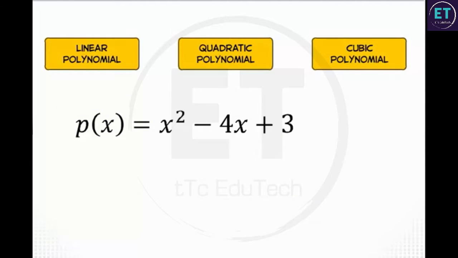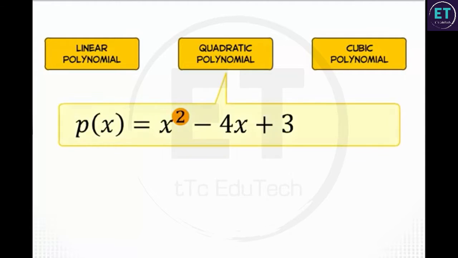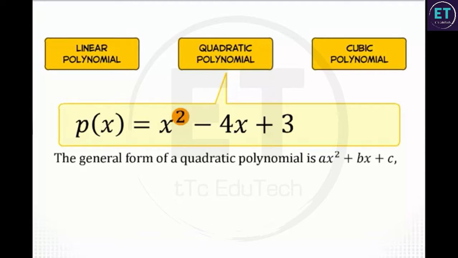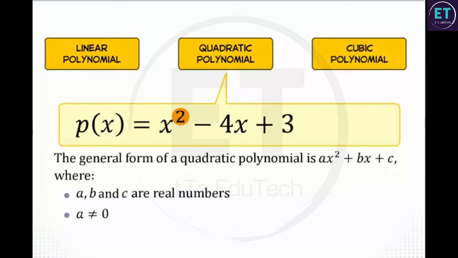Consider the third polynomial, x squared minus 4x plus 3. Here the highest degree is 2. Such a polynomial is called a quadratic polynomial. The general form of a quadratic polynomial is ax squared plus bx plus c, where a, b and c are real numbers and a is not equal to 0. Now that we have reviewed the definition of a polynomial, let's move on to define the zero of a polynomial.